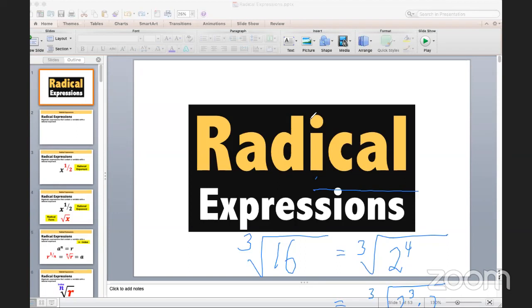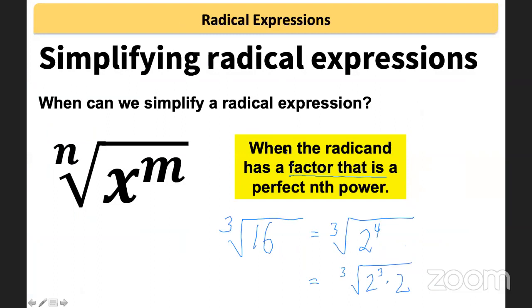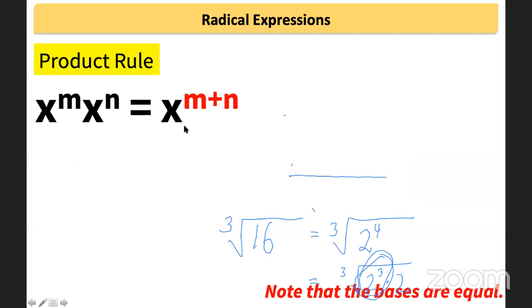Ano nangyari? Okay, so sorry, minapindot ako. So ito, meron kang factor dito na perfect nth power, 2 raised to cube. Later, mas marami pa namang example, so mas magigets niyo. Hindi nabubura yung annotations.